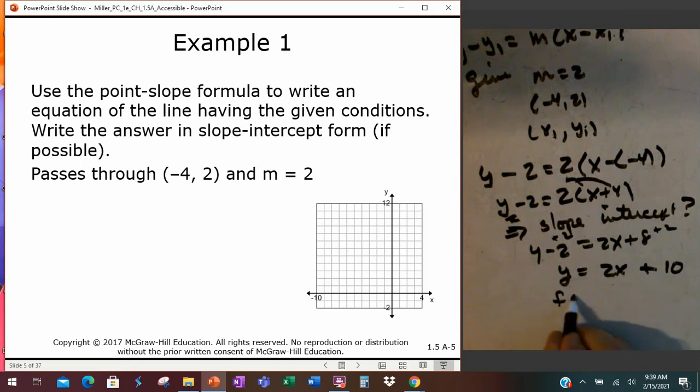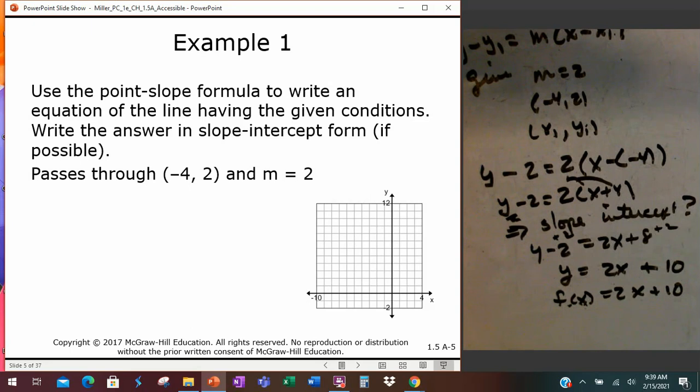And again, I can use my functional notation. The function, f is a function of x, y is a function of x. Give me the value and I will tell you the value. So give me x and I will calculate what my y is. Okay.